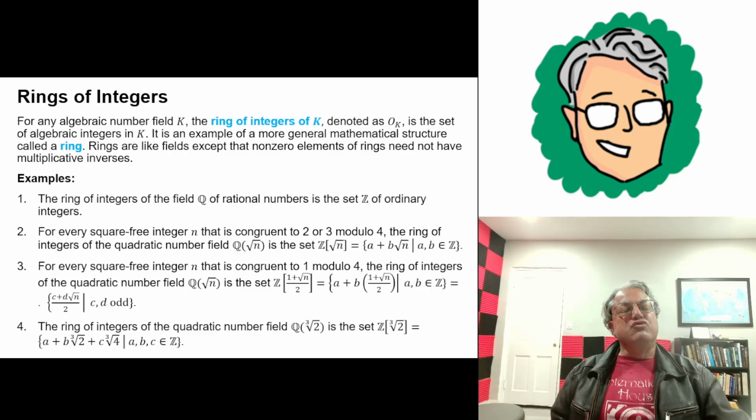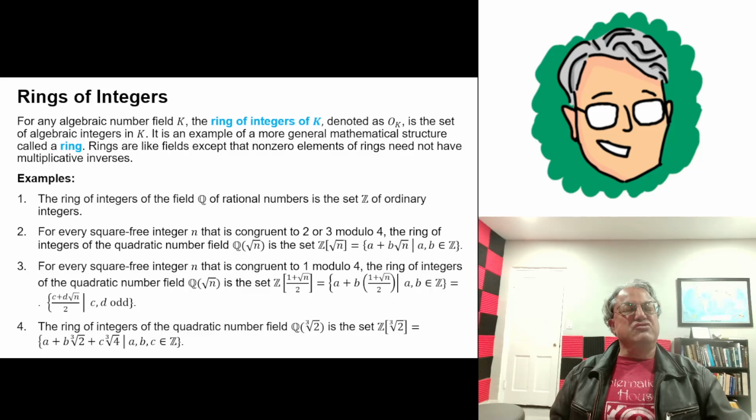If n is congruent to 1 modulo 4, it turns out the ring of integers isn't really what you expect anymore. It's not Z[√n] this time. It's Z[(1 + √n)/2]. Think about n equals 5. That's probably the simplest non-trivial example of this. (1 + √5)/2. You should recognize that. That's the golden ratio.